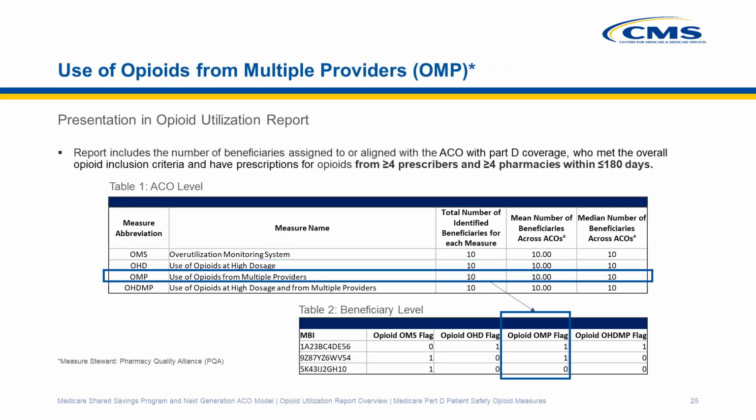The OMP measure identifies the number of beneficiaries assigned to or aligned with the ACO with Part D coverage who met the overall opioid inclusion criteria and have prescriptions for opioids from greater than or equal to 4 prescribers and greater than or equal to 4 pharmacies within less than or equal to 180 days during the measurement period.